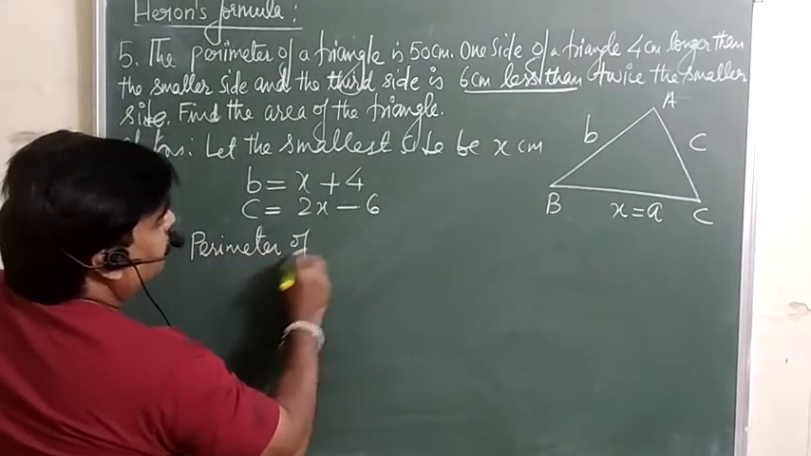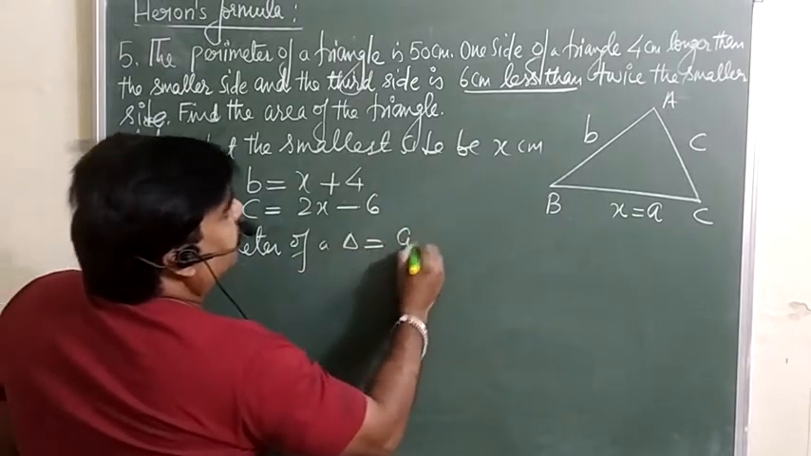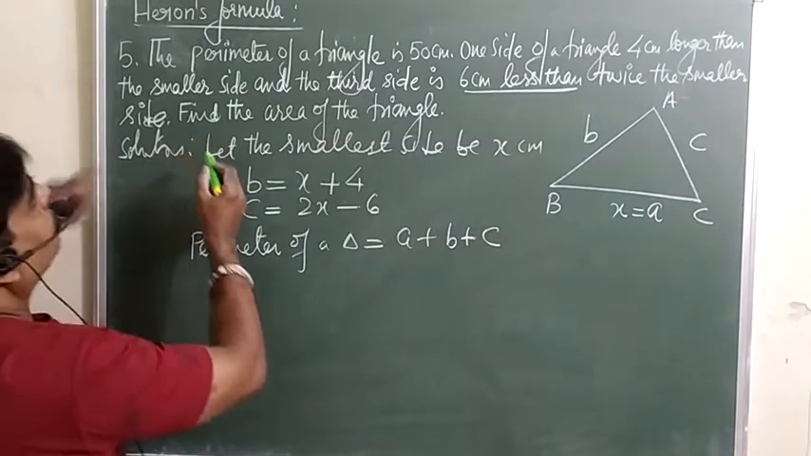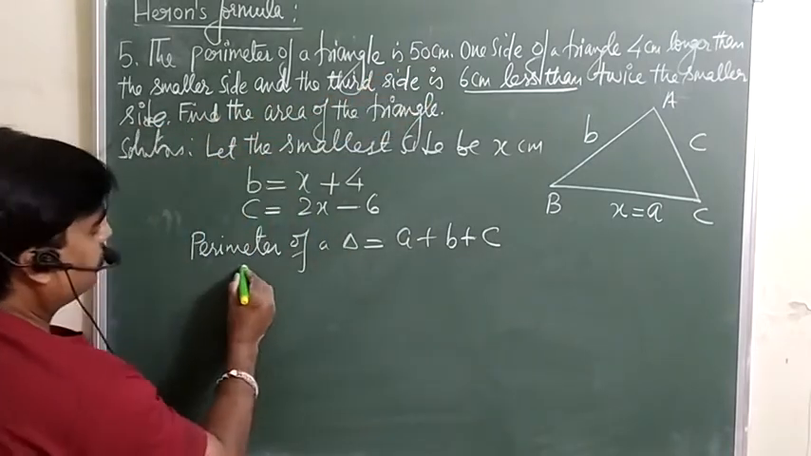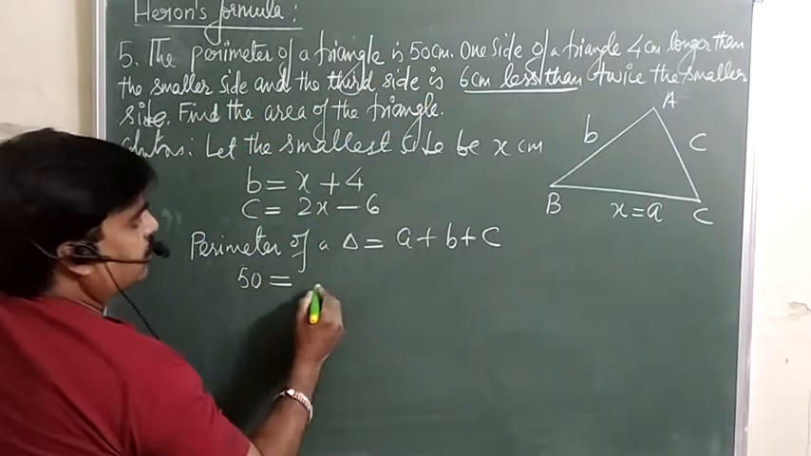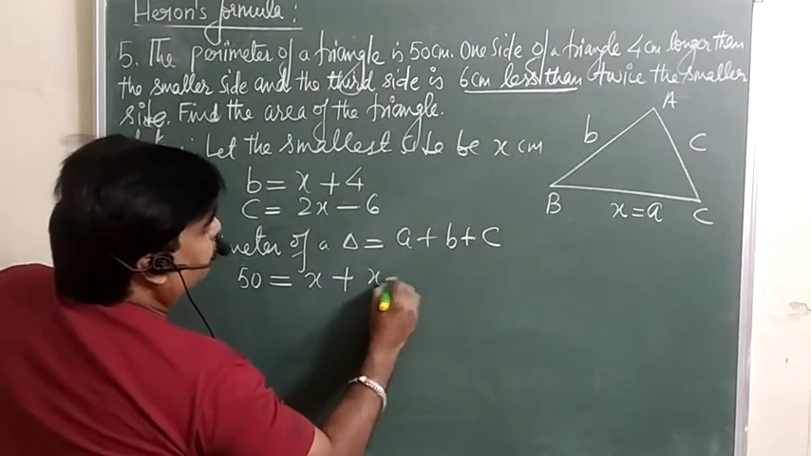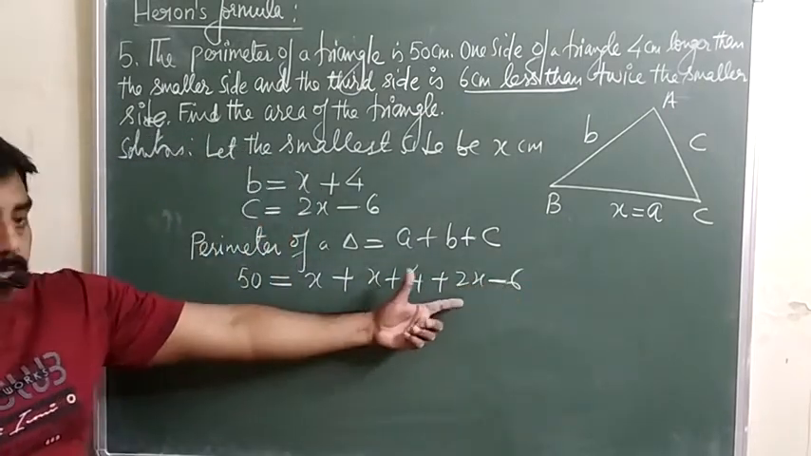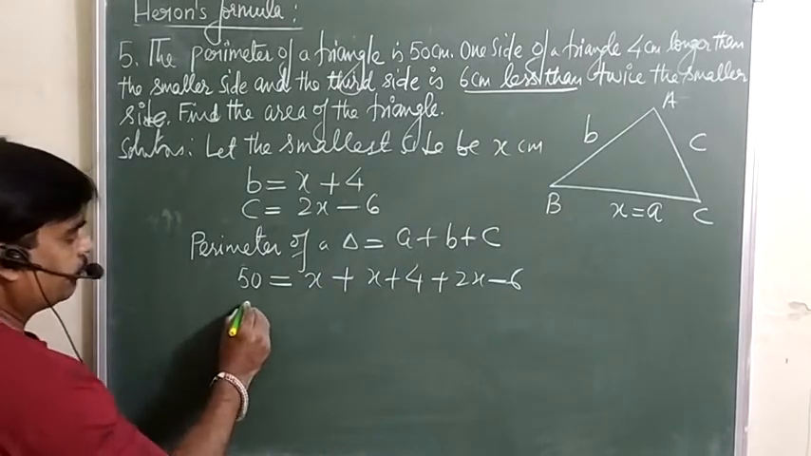Perimeter of a triangle will be equal to what? That is a plus b plus c. So the perimeter is already given, 50 centimeter. A is x, b is x plus 4, c is 2x minus 6. You can solve this one. You can find the value of x here.